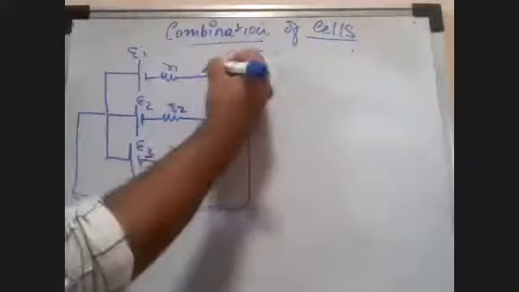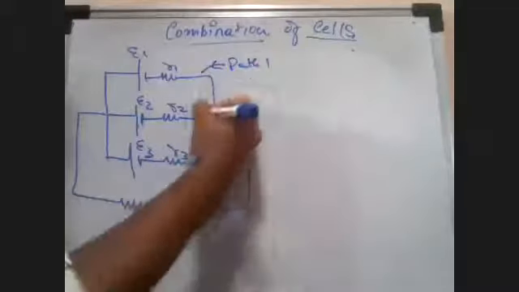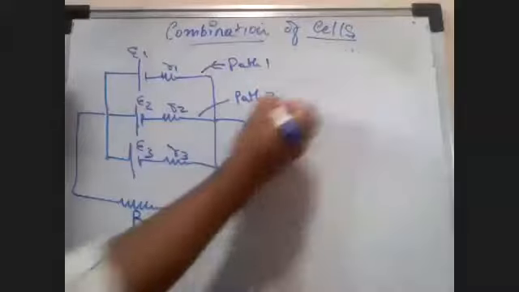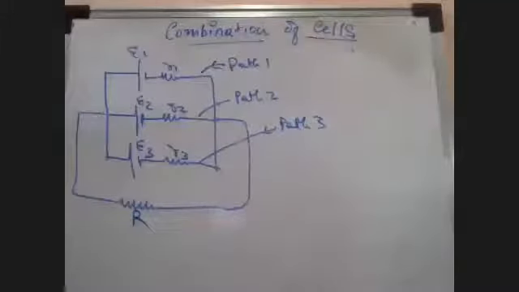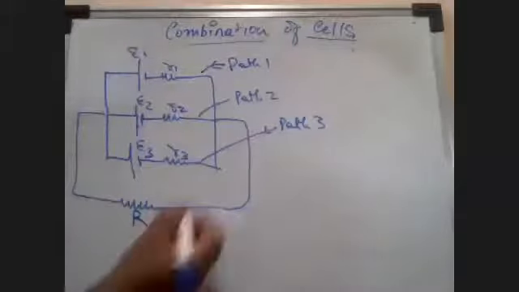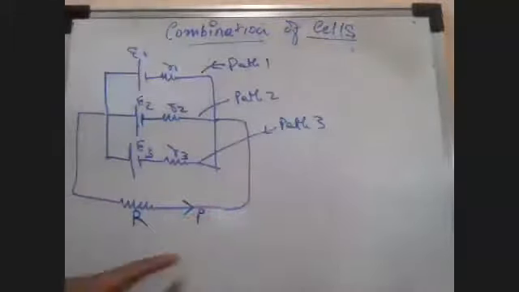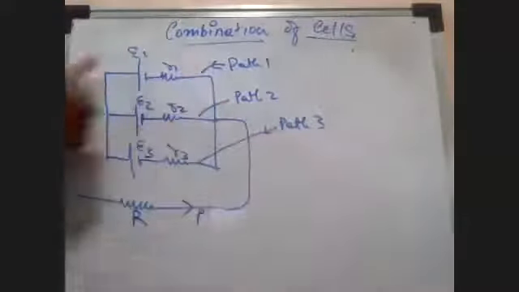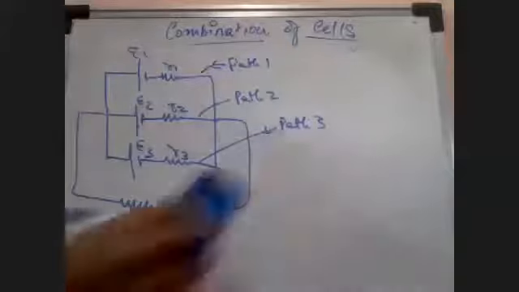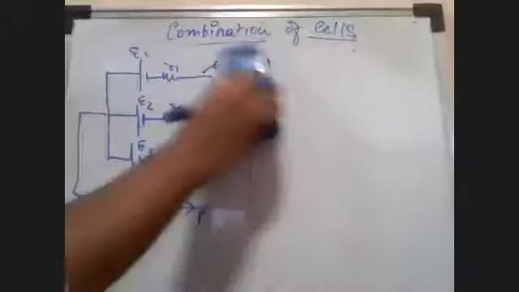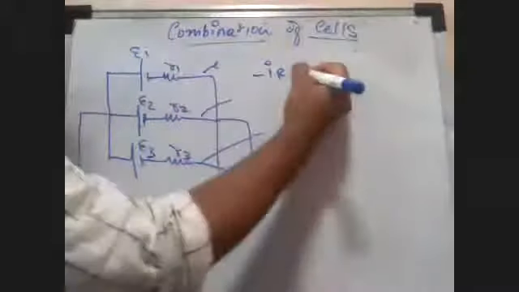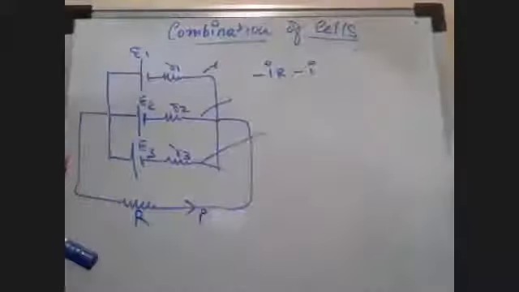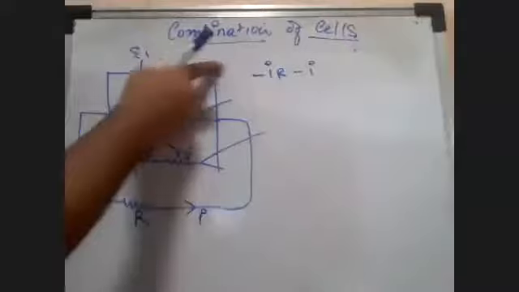So I say this is path number 1, this is path 2, and this is path 3. And of course there are n paths. So right now, only look at path number 1. Let's say the current is flowing in this direction, I. We are only considering path number 1. So tell me the expression. Can you all tell me what is going to be my expression? It will be I times capital R. Yes or no? Minus I times capital R minus I times R1. No, wrong.